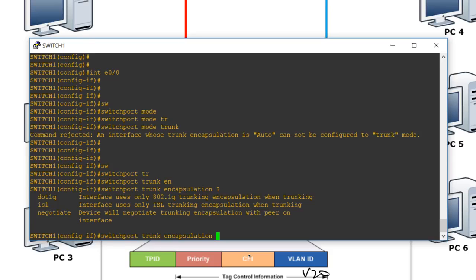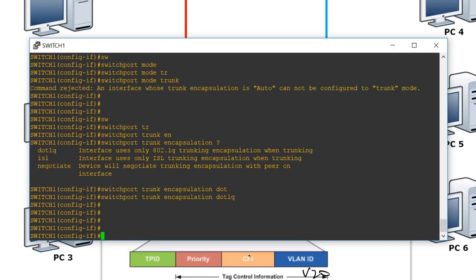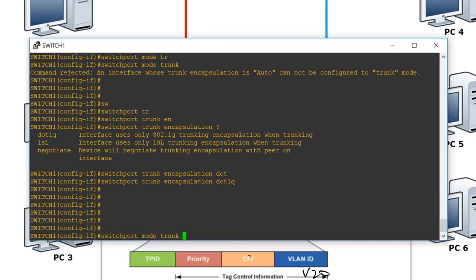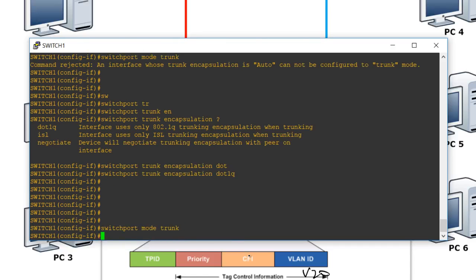A lot of, I think almost all the vendors support .1q. So we're going to hardcode this into .1q, right? Now we say switchport mode trunk. Now we are hard coding this into trunk.